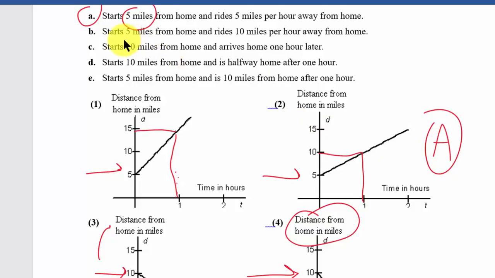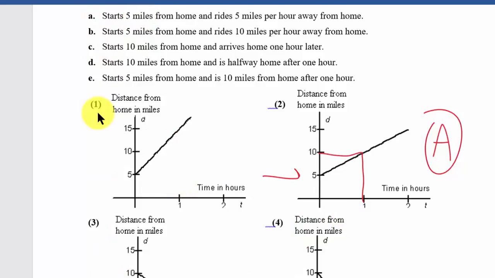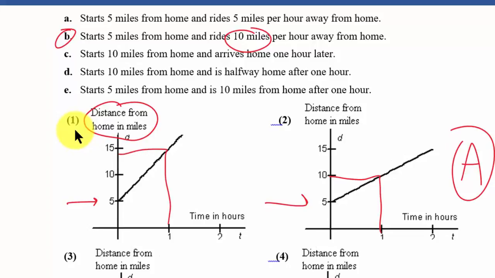Okay, and that's really the exercise we have to carry out through B, C, D, and E. So let me just clean up my graphs. Okay, so for letter B, again, we start 5 miles from home. So if I look at graph 1, I'm starting 5 miles from home. And if I'm traveling 10 miles per hour away from home, well, after 1 hour, I should be 15 miles from home. Right? Because I start 5 miles originally. 1 hour later, I travel 10 miles. So I should be a total of 15 miles from home. So graph 1 is letter B.